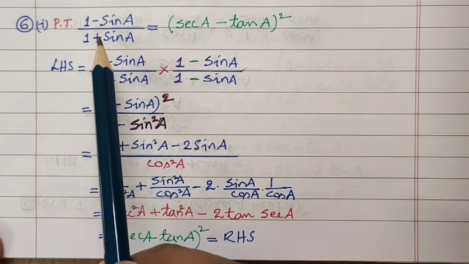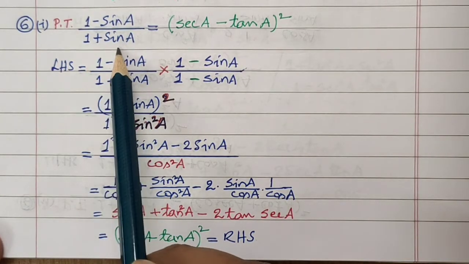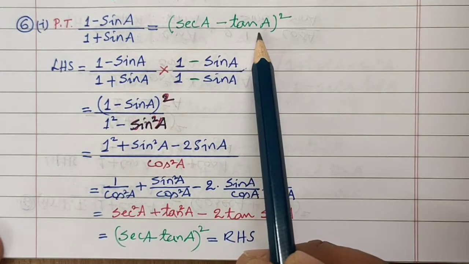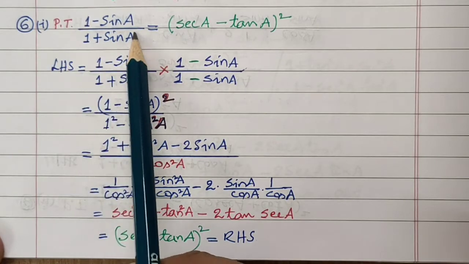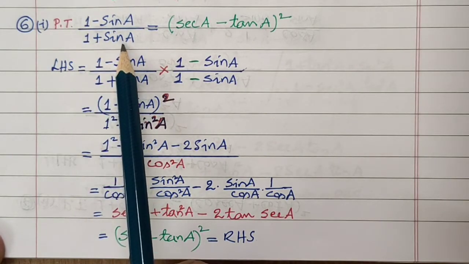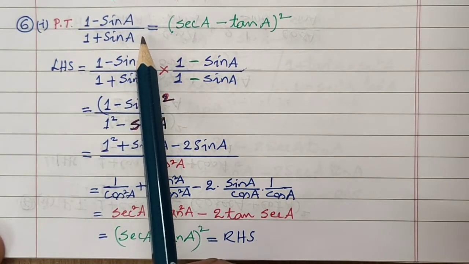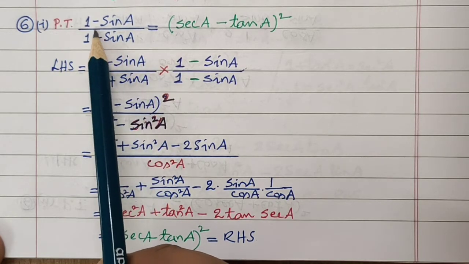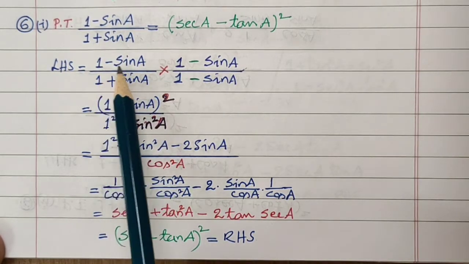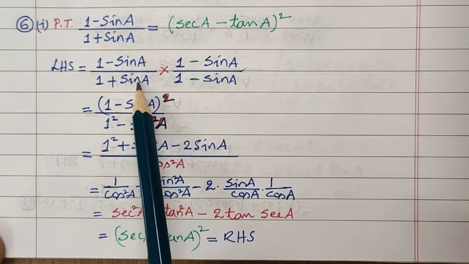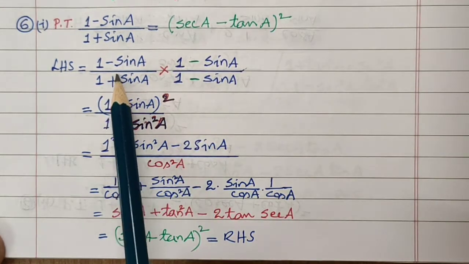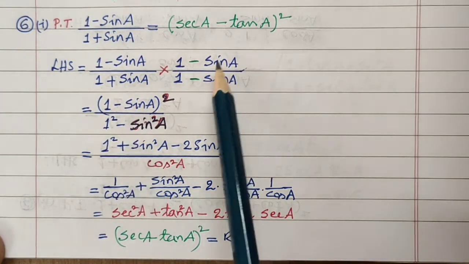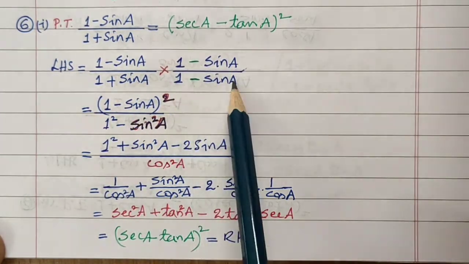Prove that 1 minus sin A divided by 1 plus sin A is equal to secant A minus tan A whole square. Here, as soon as you see in the denominator 1 plus sin A, multiply both numerator and denominator by changing the sign of the denominator. 1 minus sin A divided by 1 plus sin A, multiply both numerator and denominator with this changed sign of the denominator, that is 1 minus sin A divided by 1 minus sin A.